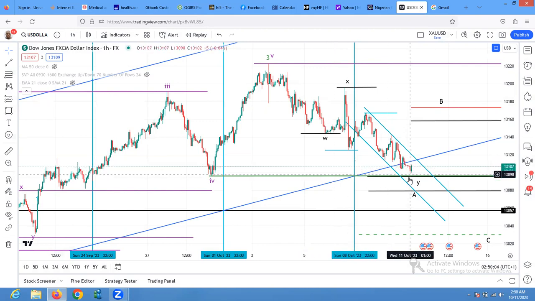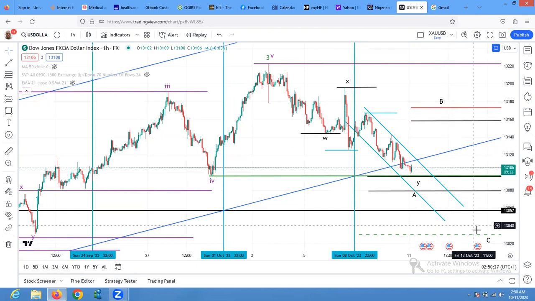Now, when we have a structure break, what do we expect in a structure break, before you can say that now price is going to continue to go? Well, I believe that we might just have a reaction around this range between here and here, and the price will correct downward and later fall again. And that is what it's looking like.